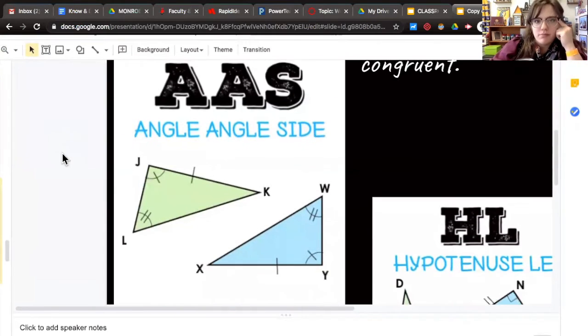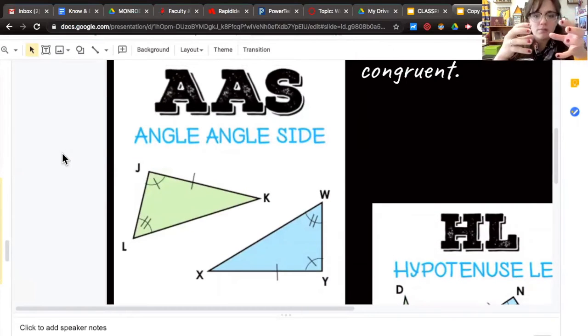Our first set of 3 corresponding parts is angle, angle, side, or AAS. That is when they give you 2 triangles and you have those parts given congruency in that order. So here we have an angle that is the same as this angle. We have another angle that is the same as this angle. And then we have a side that is the same as this side. When I look at these, they're in the same coordinating spots, even though that triangle is turned.